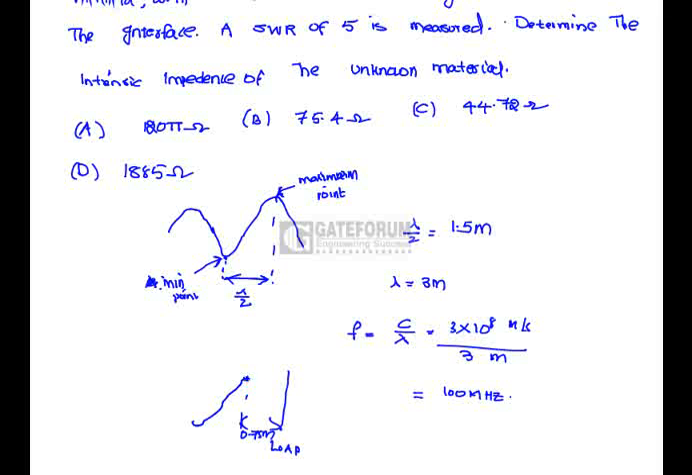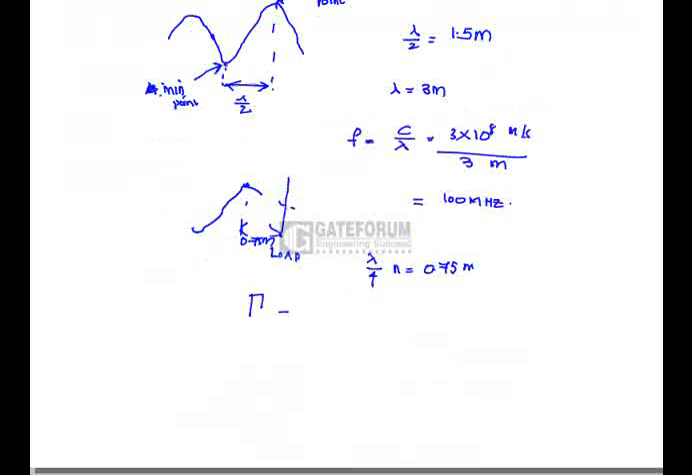This means the minimum is occurring at the load end, because 0.75 meters is lambda by 4. That means the reflection coefficient gamma is negative as well as real.